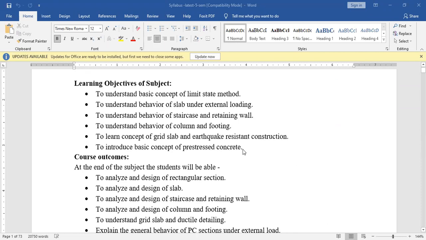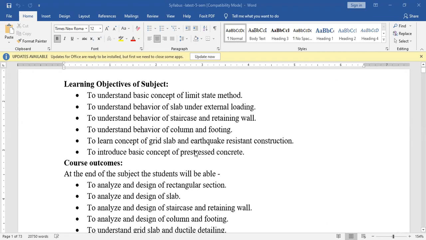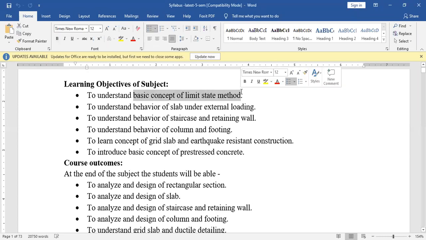So we'll move ahead. Why should you learn this subject? What are the different objectives of it? The first objective is to understand the basic concept of the limit state method. There are many types of methods available. Now this method is related to the design part. We are not talking about the analysis part.